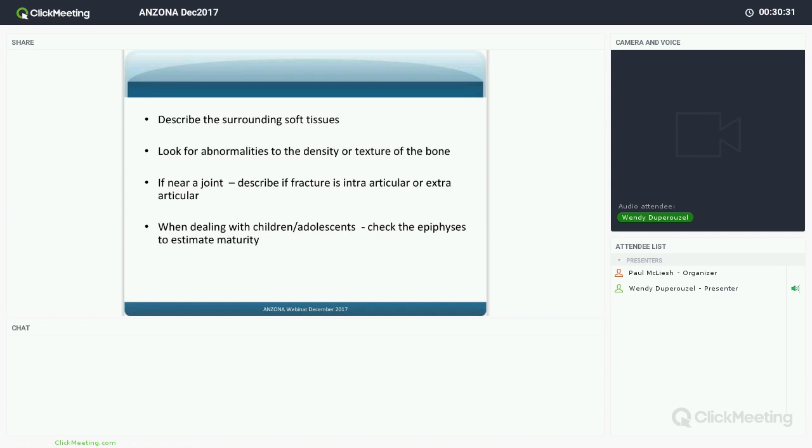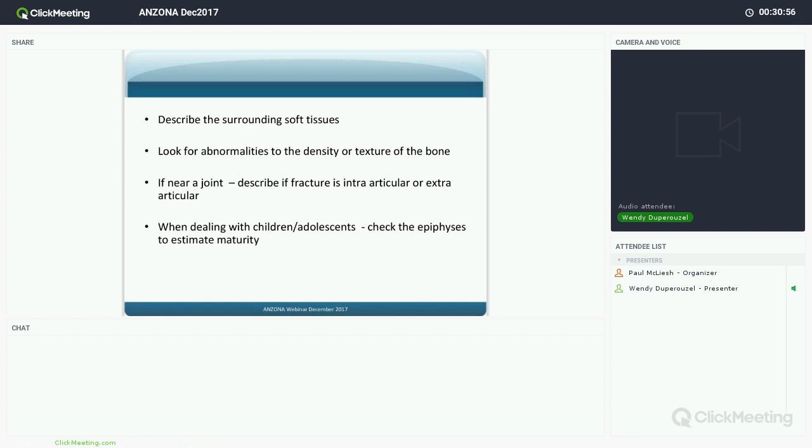You need to be describing the surrounding soft tissues, because that will give you quite a bit of idea about the velocity of the trauma to the patient. You will see whether there's a lot of edema, as we've already said, whether there's subcutaneous air under the soft tissues. Have a look at this stage as well for any abnormalities in the density of the bone and the texture of the bone.